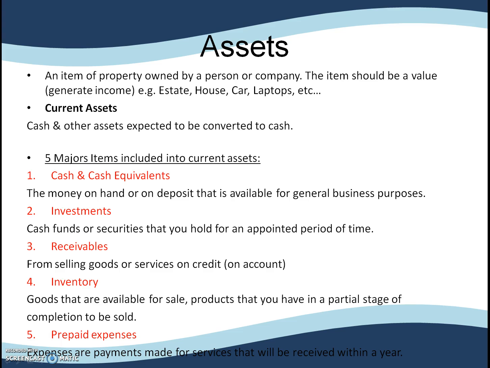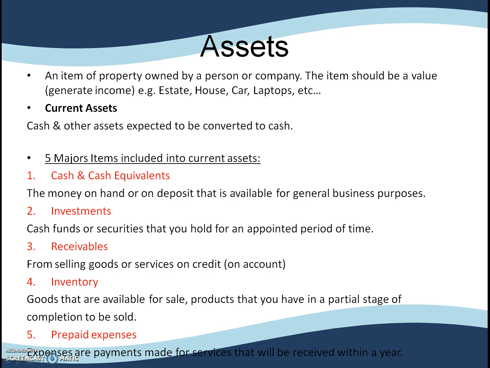For instance, house, your car, laptops, estates, and etc. Your assets have 2 types of assets that we will be focusing on, which is your current assets and your fixed assets. But let's first look at your current assets. So your current assets are cash and other assets expected to be converted into cash.